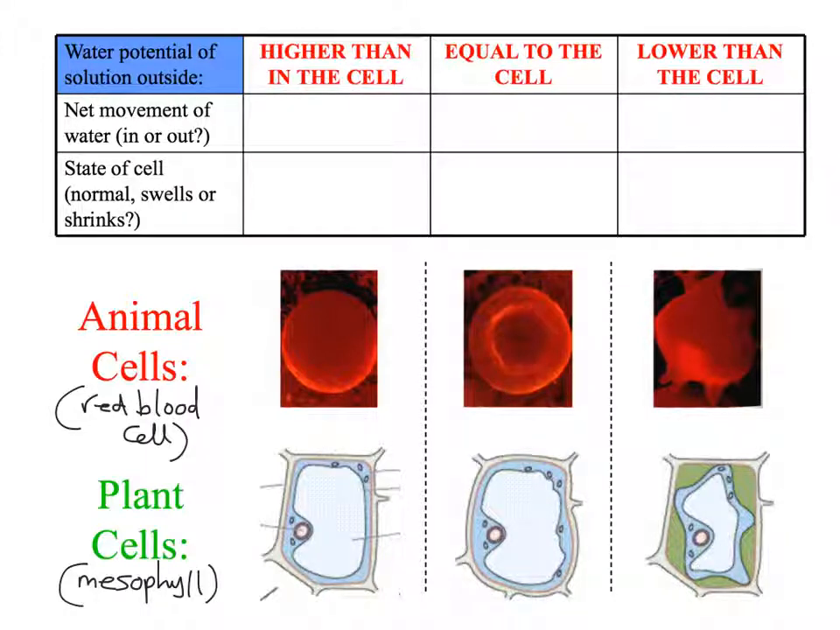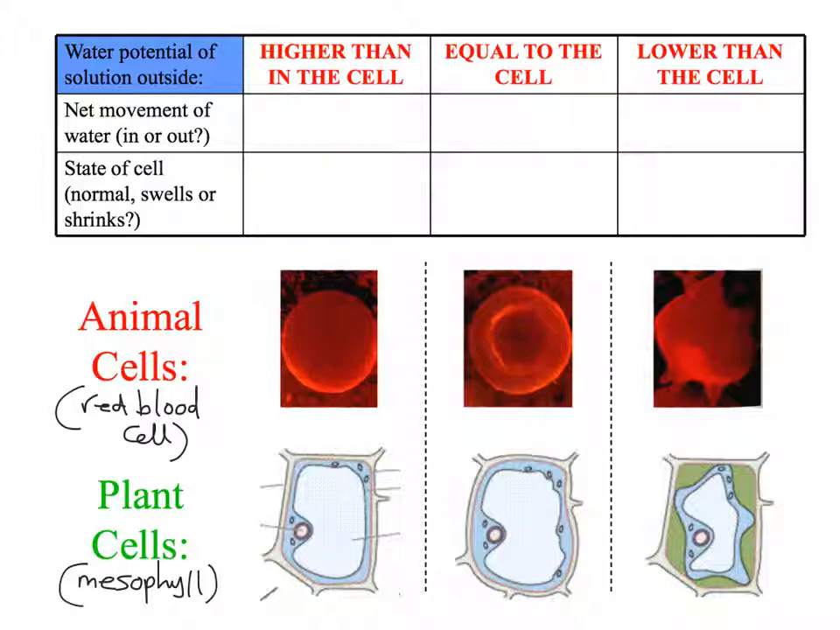Now, I'm going to start with the column in the middle. The column in the middle is looking at the water potential of the solution outside. So what we're doing in this scenario is imagining that we're going to take these cells and put them into a solution. Just for the sake of argument, imagine that we can put these cells into a beaker of some kind of watery solution.